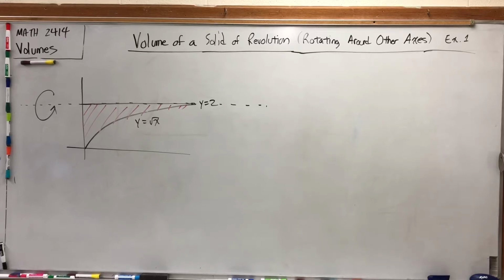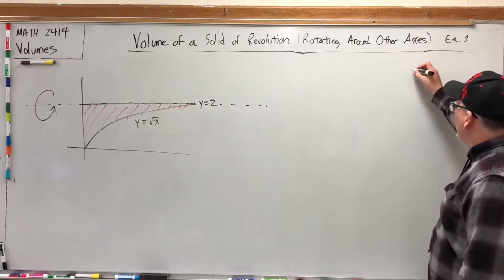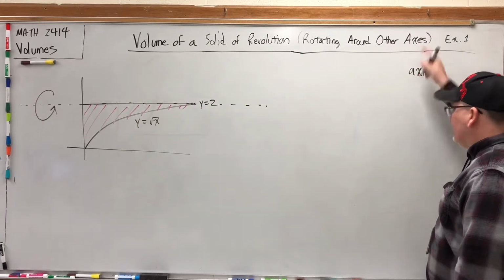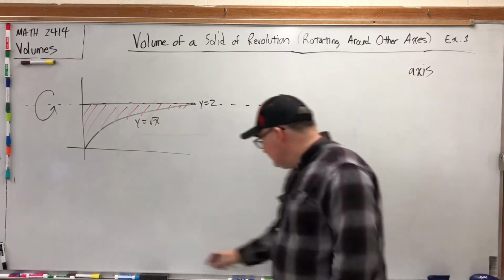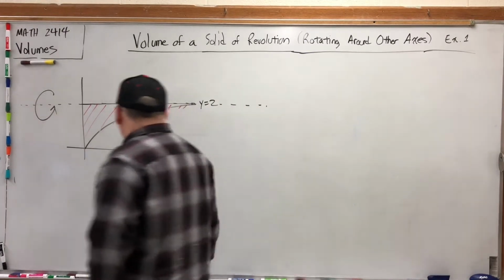Math 2414 volumes. Volume of a solid of revolution rotating around other axes, example 1. And yes, this is the correct spelling of the plural of axis, axes. On the board, we've got a lamina that we've seen already.